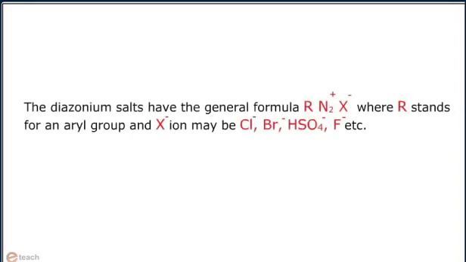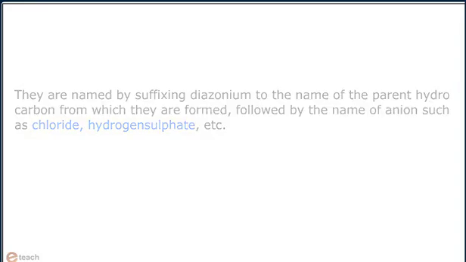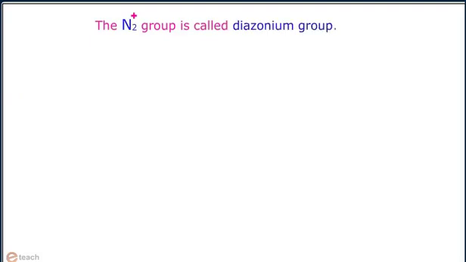The diazonium salts have the general formula ArN2+X−, where Ar stands for an aryl group and X− ion may be Cl−, Br−, HSO4−, BF4−, etc. They are named by suffixing diazonium to the name of the parent hydrocarbon from which they are formed, followed by the name of an ion such as chloride, hydrogen sulfate, etc. The N2+ group is called the diazonium group.